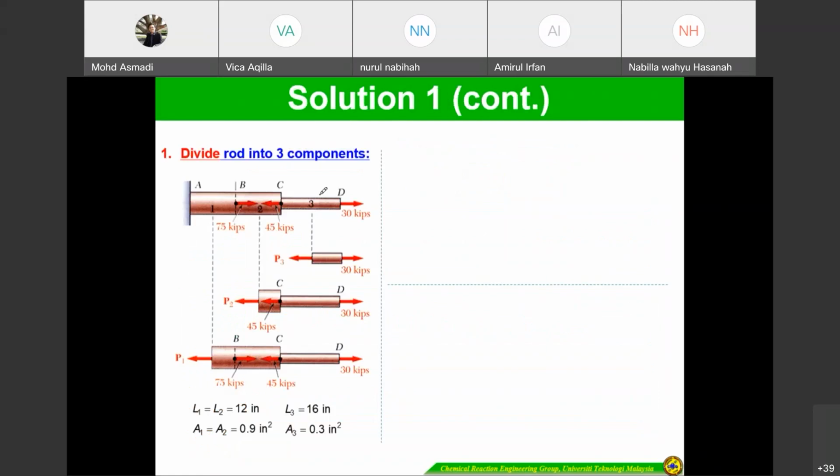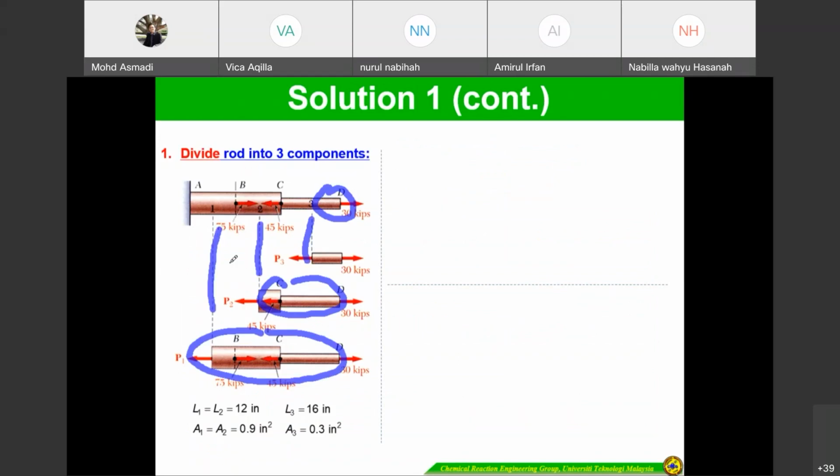If you look here, we divided it into three components. We choose from the right side. This was already explained just now, also how to do this cutting for each section. You have to draw this vertical line, so you can imagine the internal loading direction. This one is kips, not kilopascal. Kips is in US units, kilo-pounds per square inch.